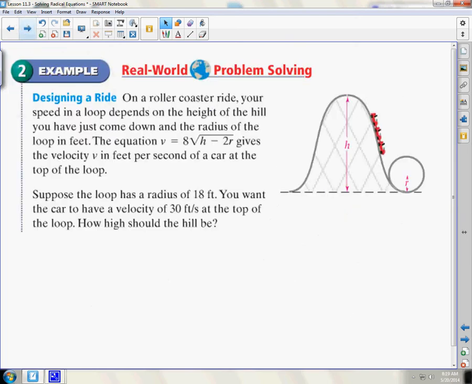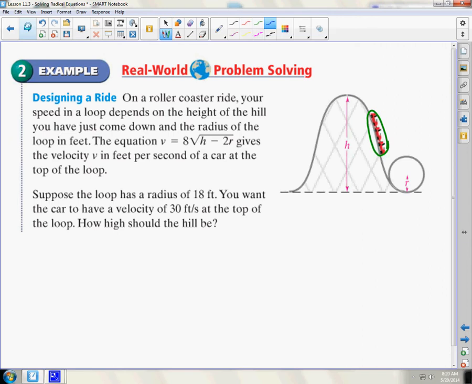Okay, real world problem solving. On a roller coaster ride, your speed in a loop depends on the height of the hill you have just come down and the radius of the loop in feet. So the equation v equals 8 square root of h minus 2r gives the velocity v in feet per second of a car at the top of the loop. So the car, meaning the roller coaster car. Suppose a loop has a radius of 18 and you want the car to have a velocity of 30 at the top of the loop. How high should the hill be?